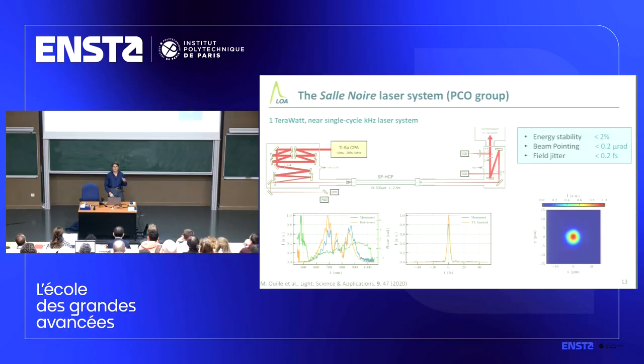And the laser is then sent to grating mirrors in order to compress the pulse. And we reach this kind of temporal shape of the laser with a duration of 3.5 femtosecond, full width at half maximum. The stability parameters of the laser are really, really good for all parameters, which are energy, beam pointing, or field jitter. And here you see a typical focal image of our laser beam for doing laser wakefield acceleration.